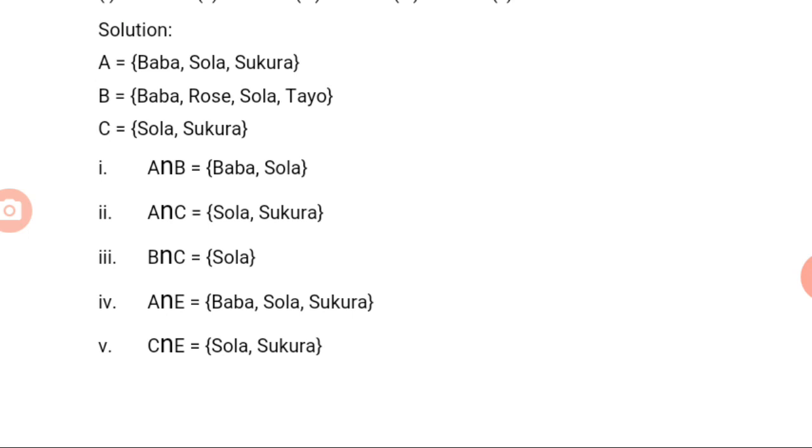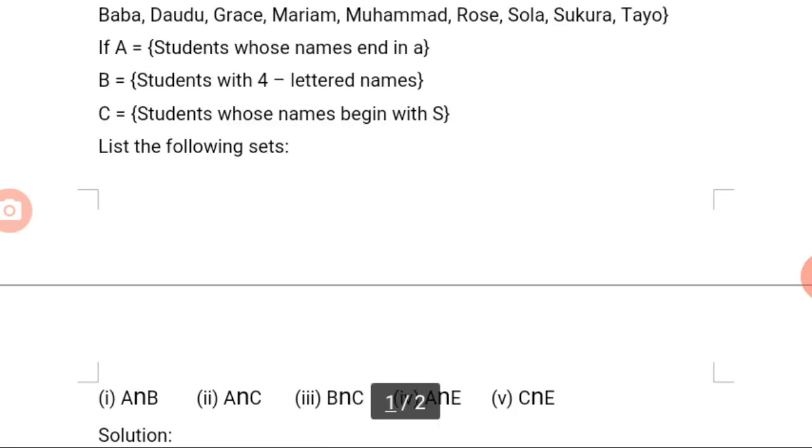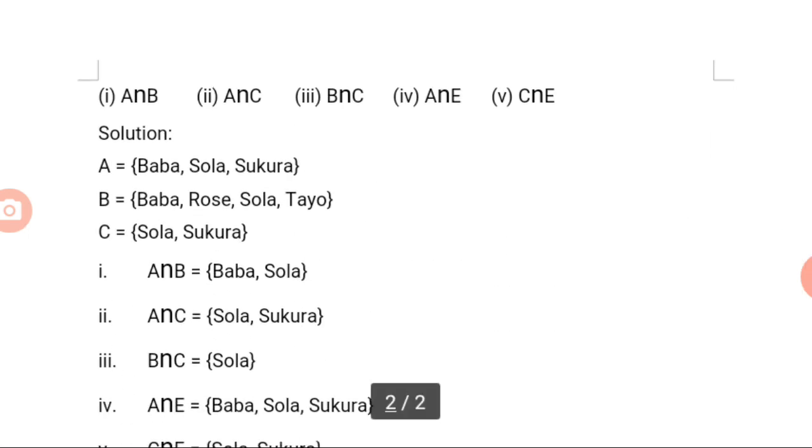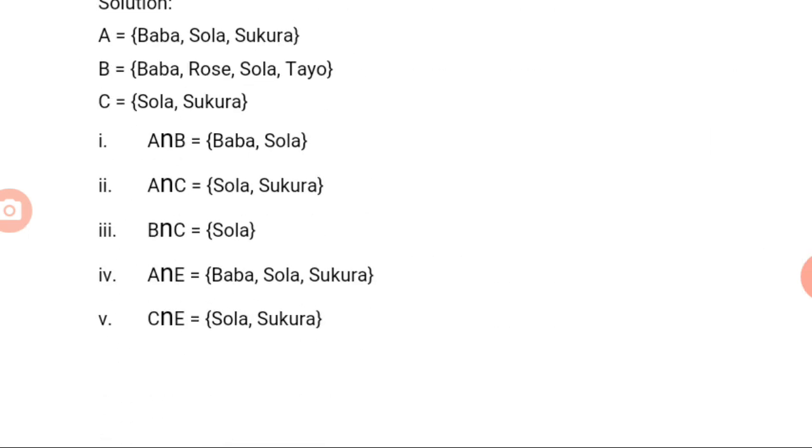So the fourth one is A intersection E. That E there is the universal set. The universal set is Ade, Baba, Dauda, Grace, Mariam, Muhammad, Rose, Shola, Shukura, and Tayo. Can you see it very well? So, it means that what we can find in set A and the universal set is Baba, Shola, and Shukura. Are we together?